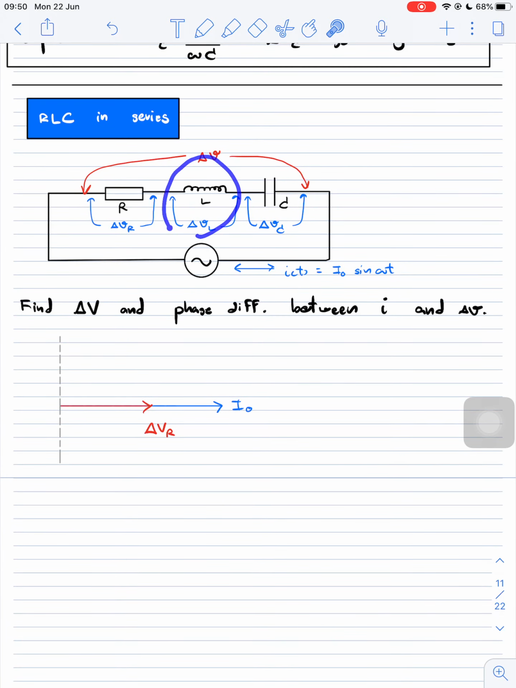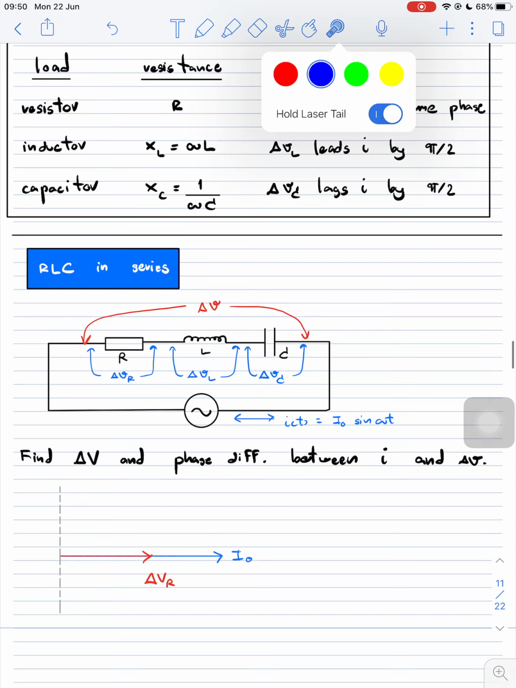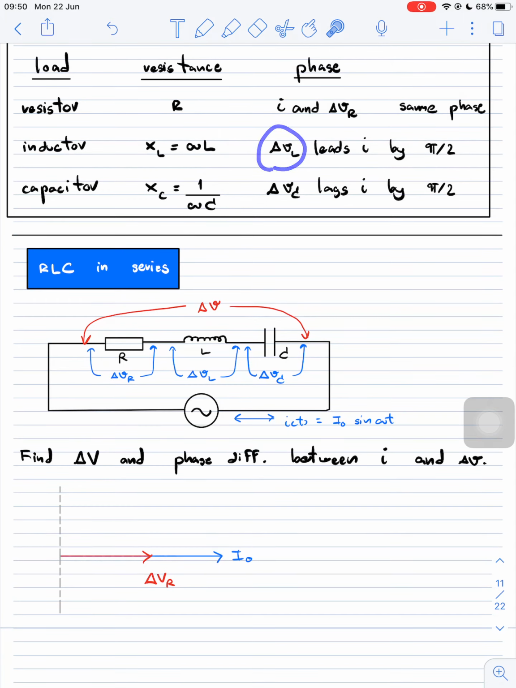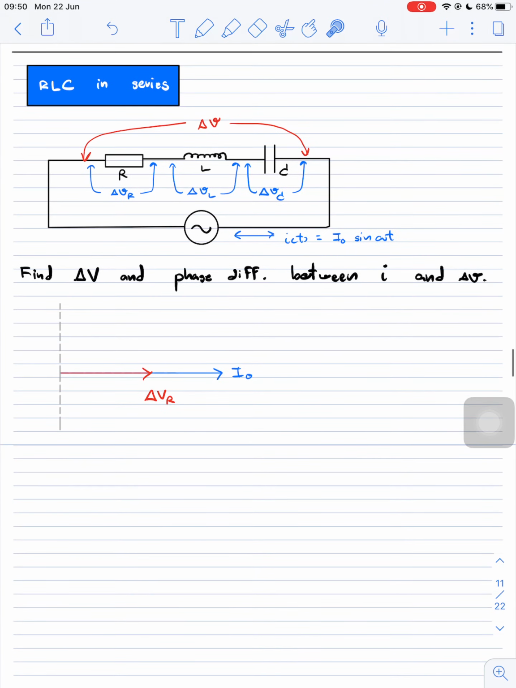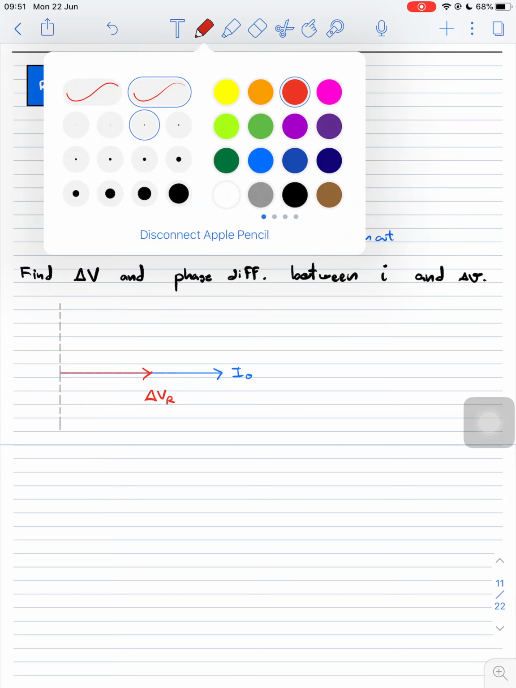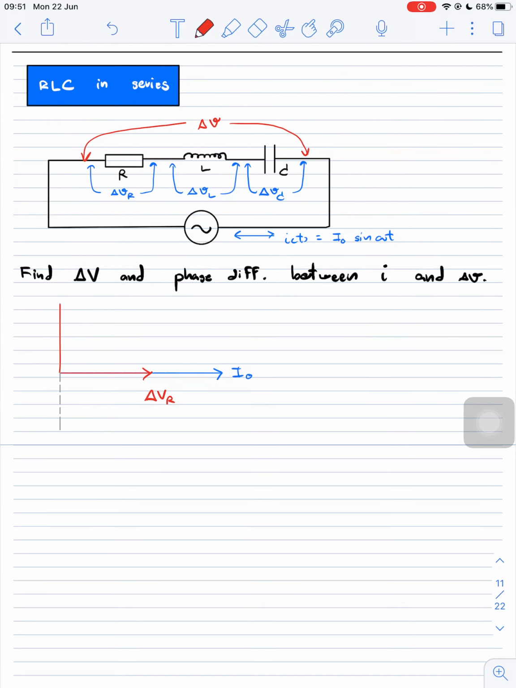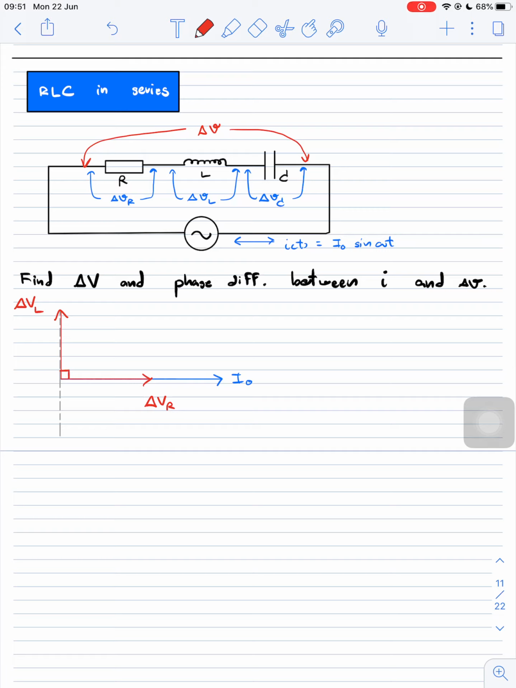Now for delta VL, the potential difference across the L is leading the current through the L by pi over 2. So if the current is on the horizontal axis, leading phase means that it must be in the counterclockwise direction by 90 degrees, pi over 2. So delta VL must be in this direction. This can be delta VL in this case, making 90 degrees to the current.